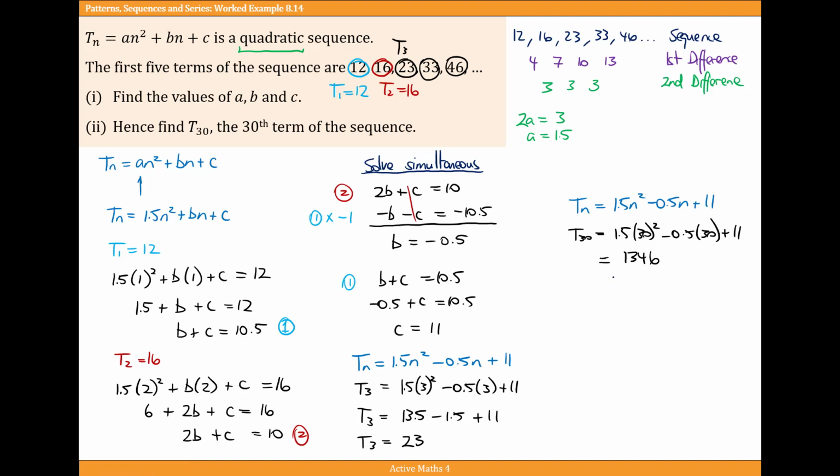And so that's the beauty of finding the general term of a quadratic sequence. We can find the value of large term numbers without having to write out the numbers as far as, for example, 30 in this case.